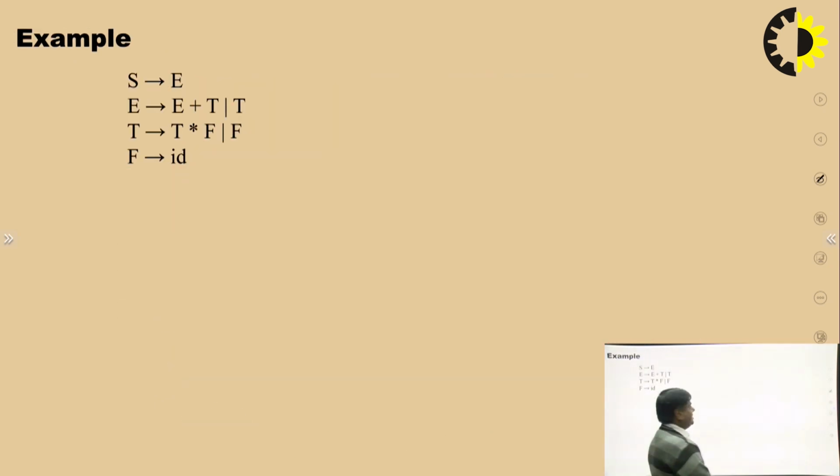Now we take a very simple example. First we check whether this grammar is ambiguous or not. In the automata lectures, I explained how to check whether any grammar is ambiguous or unambiguous. We derive the LMD and RMD. If more than one LMD or more than one RMD is generated for any given context-free grammar, then that grammar is ambiguous. For this context-free grammar, only one LMD is generated, so we can say that this grammar is unambiguous.